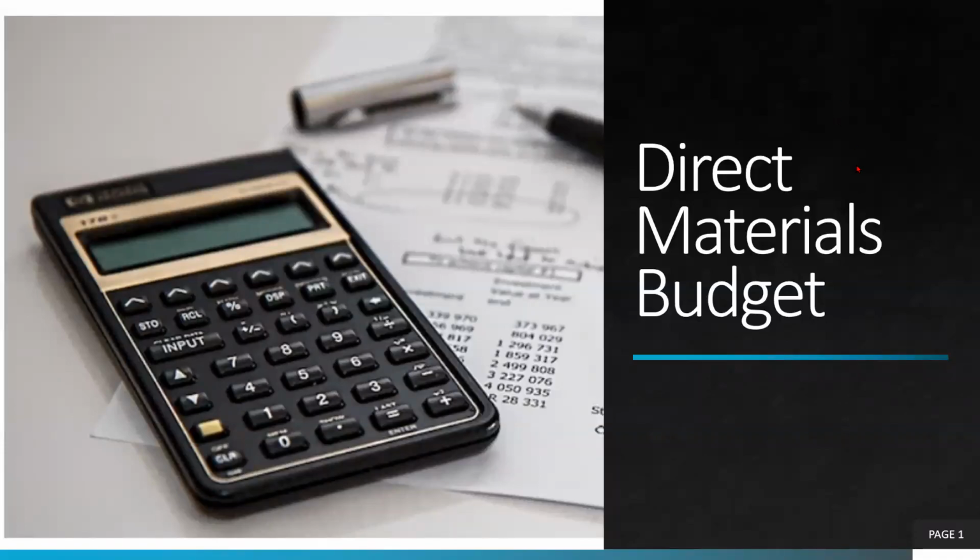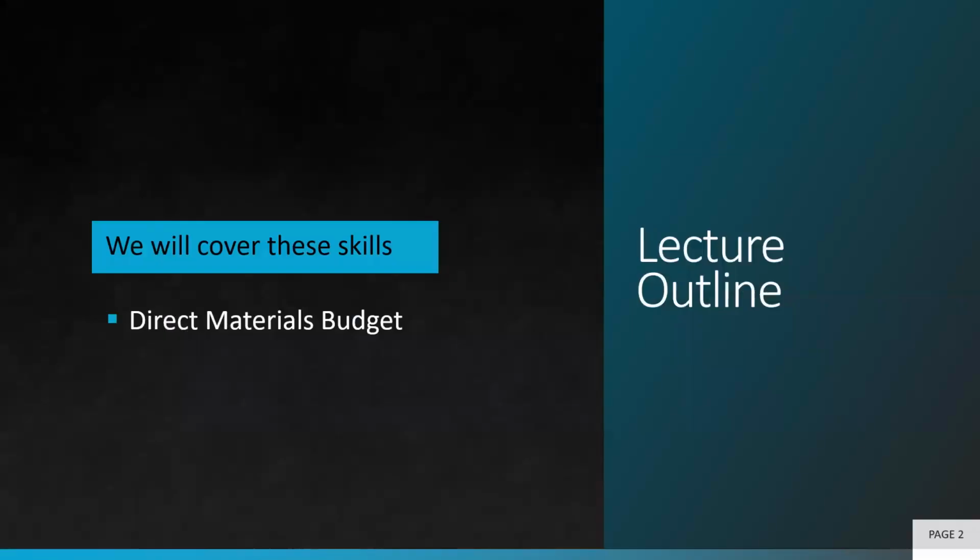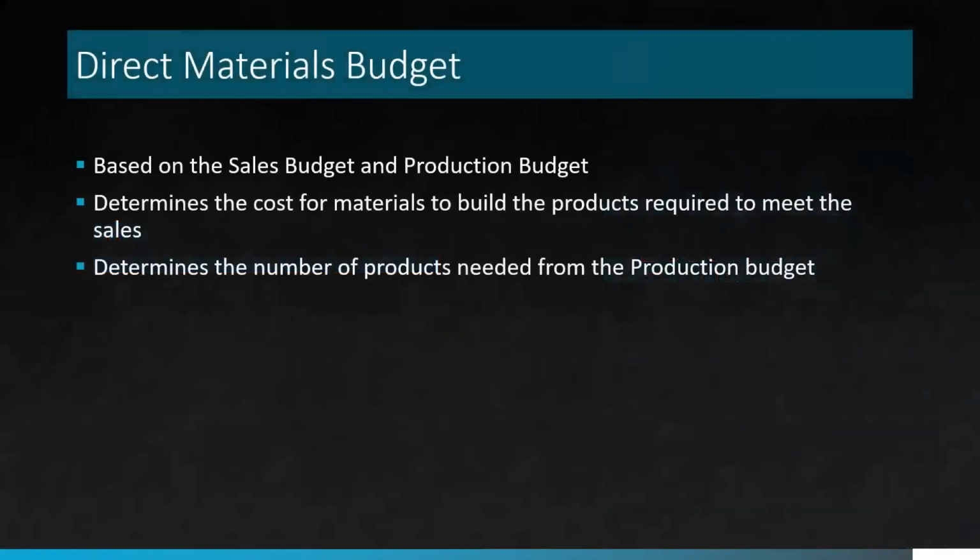Hi, everyone. In this lecture, we are going to continue with activity-based budgeting. And now we're going to focus on the direct materials budget. For the direct materials budget, basically what you're doing is based on the sales budget and the production budget that we just learned about.